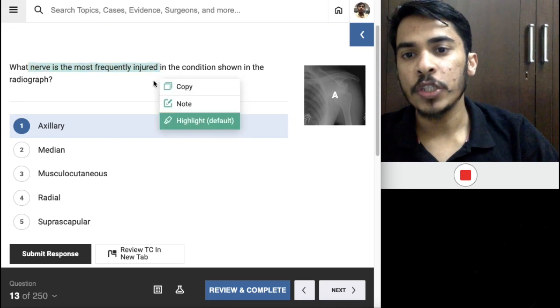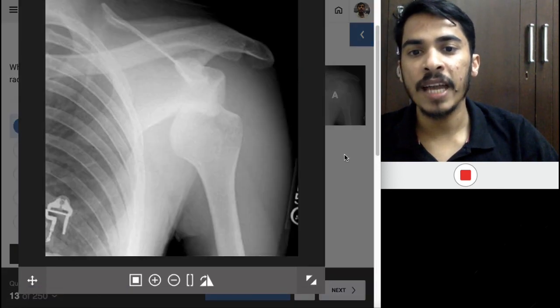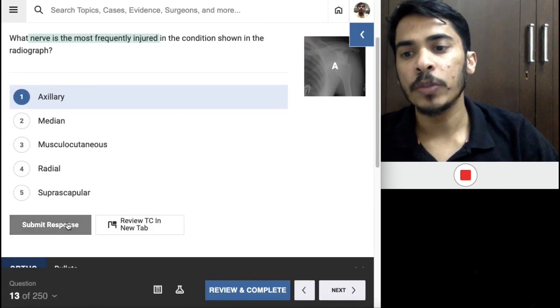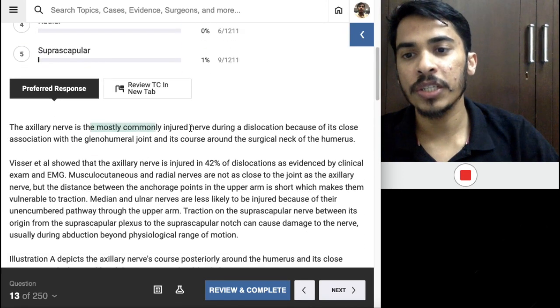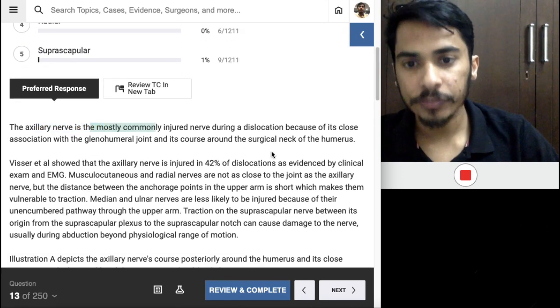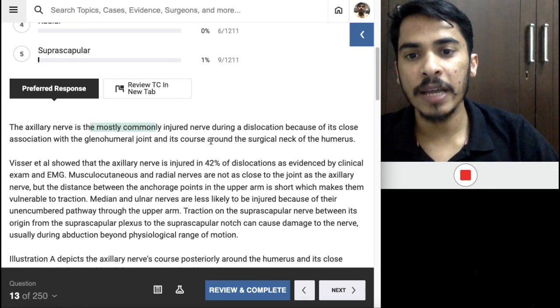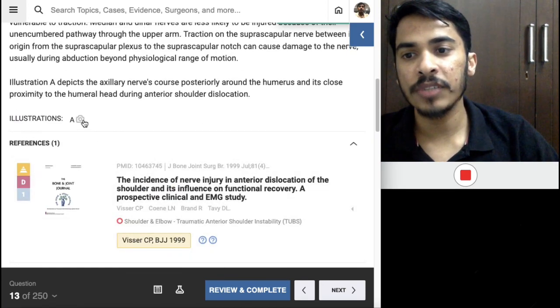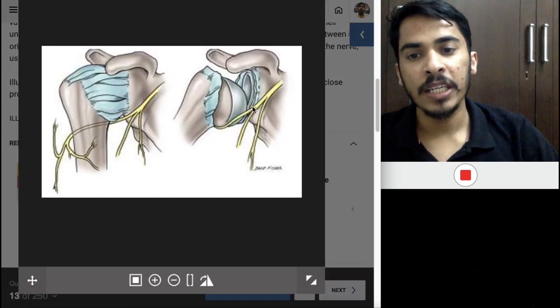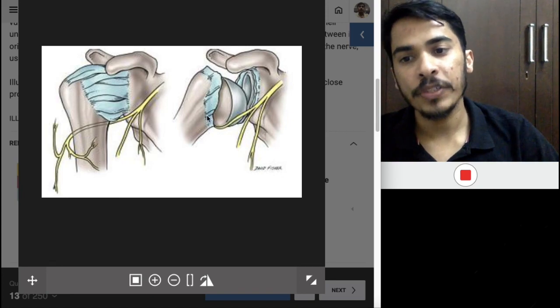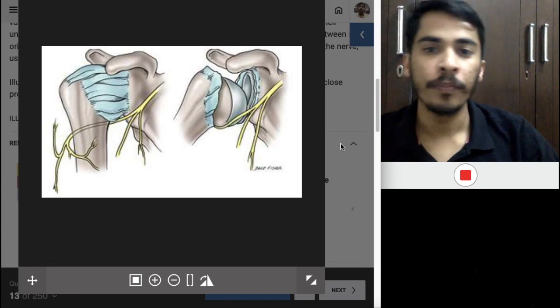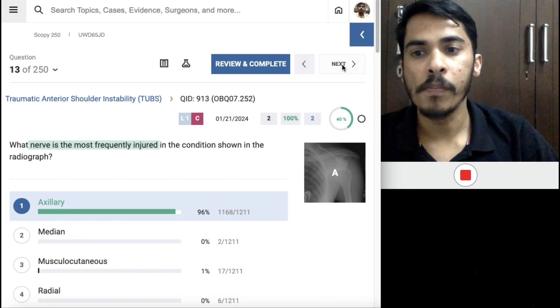What nerve is most commonly injured in the condition? The condition is anterior shoulder dislocation. So the nerve most commonly involved in anterior shoulder dislocation is axillary nerve, because its course is around the surgical neck of humerus. You can see an illustration here. The axillary nerve passes around the surgical neck of humerus, so it is more prone for injury in anterior shoulder dislocation. Next question.